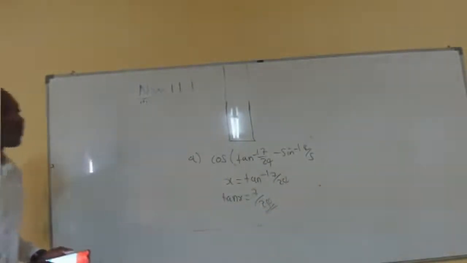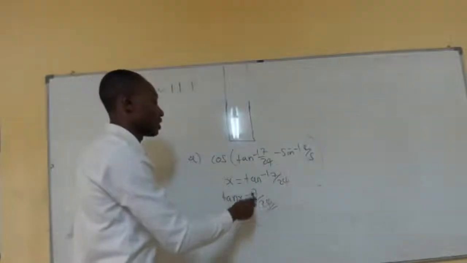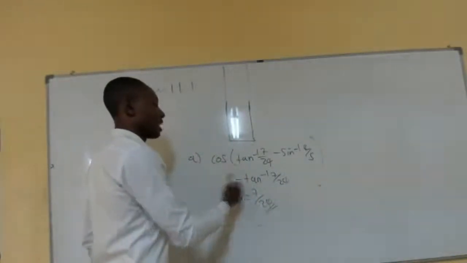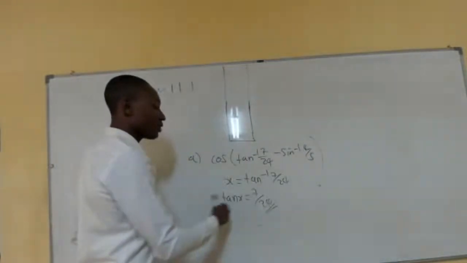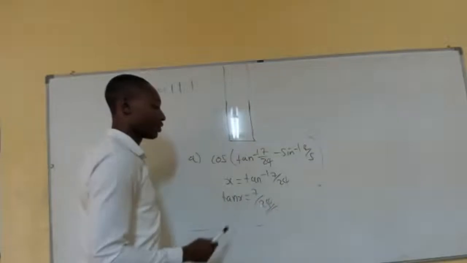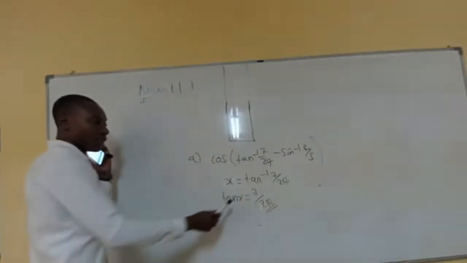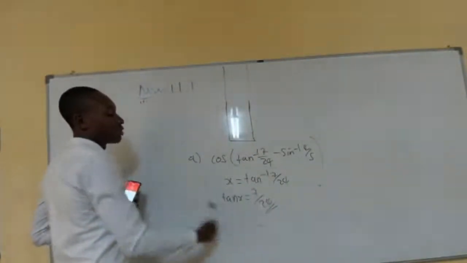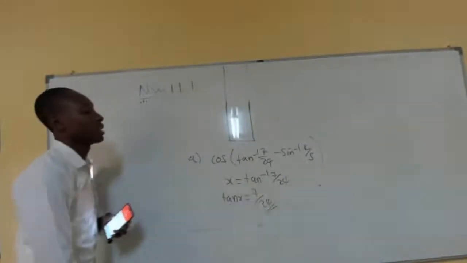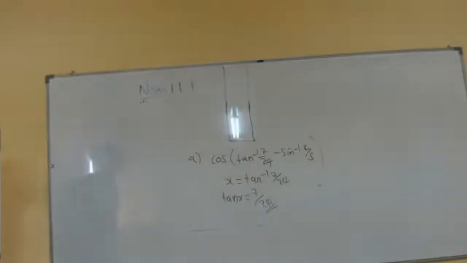The inverse here simply means that we're dividing both sides by tan. If I was to multiply both sides by tan, you notice that tan x is equal to 7/24. So this inverse means that the tan was here, we divided both sides by tan, and that's what gives us the inverse. So tan x is equal to 7/24.